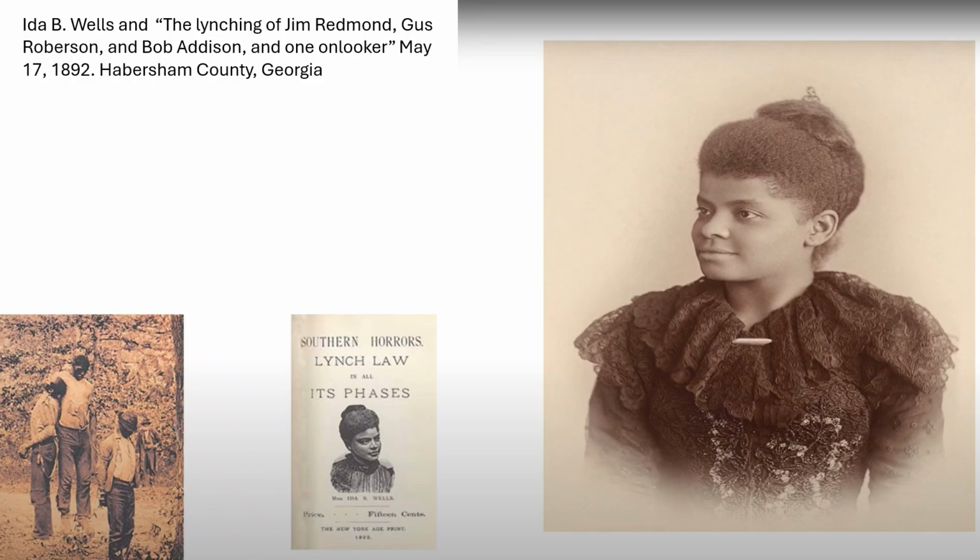And the images on this slide are of Wells herself, the opening page of her investigative book, Southern Horrors, and three men who were lynched in Georgia. And Wells's work brought so much negative attention to her and her family that they actually had to flee Memphis and they moved to Chicago, Illinois.